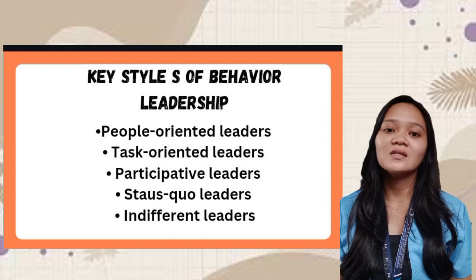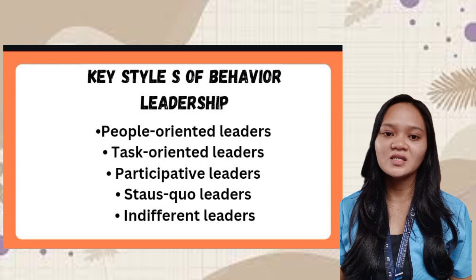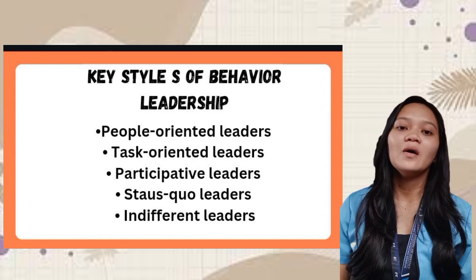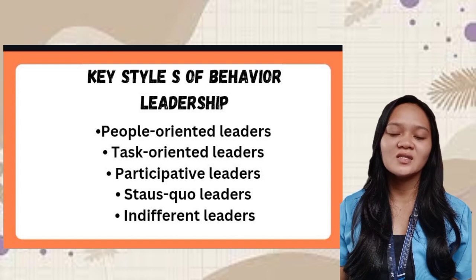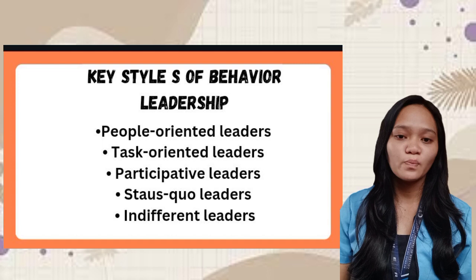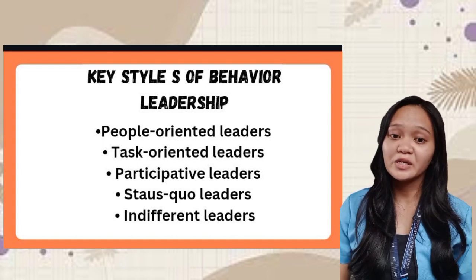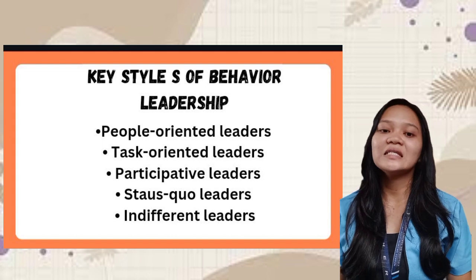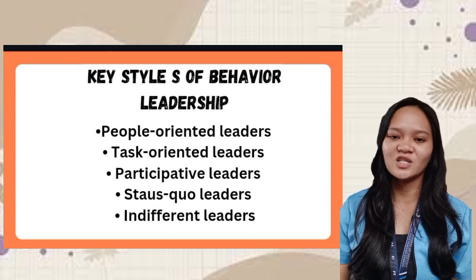The fourth is status quo leaders. Status quo leaders make an effort to prioritize both productivity and employee satisfaction. They ensure that all tasks are finished on time, while also providing support and encouragement to their team members. Status quo leaders typically meet the needs of their team without going above or beyond expectations.